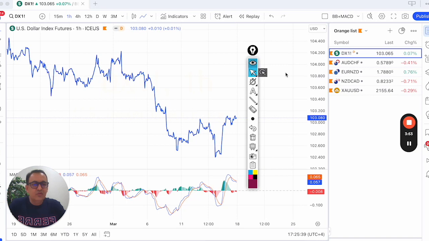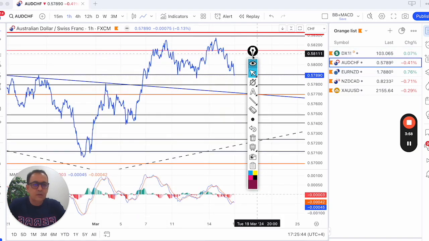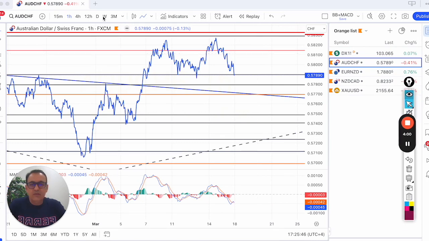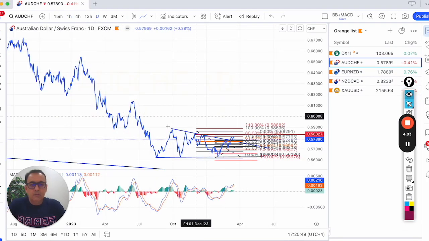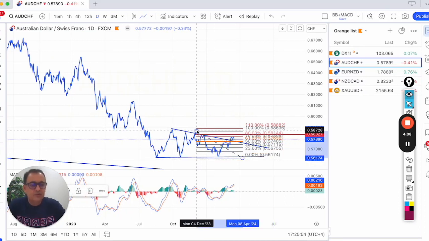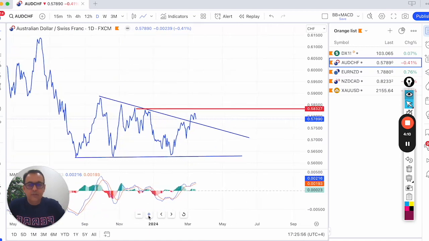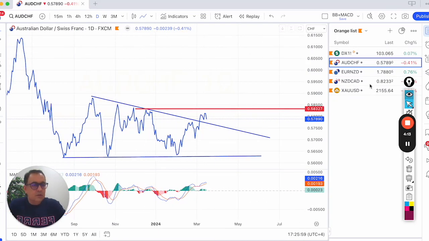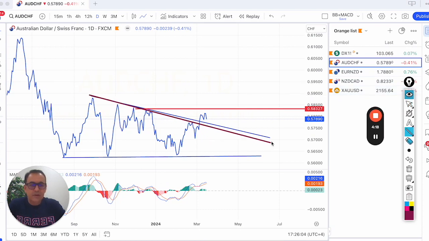Now the next instrument I'm going to talk about is Australian dollar versus Swiss franc. Now again, I'll be starting from daily time frame. I'm just going to clean up my chart here. So here, if you notice, I've already applied the trend lines. So we have a falling trend line here, and we have a triple bottom here, flat bottom here, and the price has broken this falling trend line, which means the buyers have gained momentum.